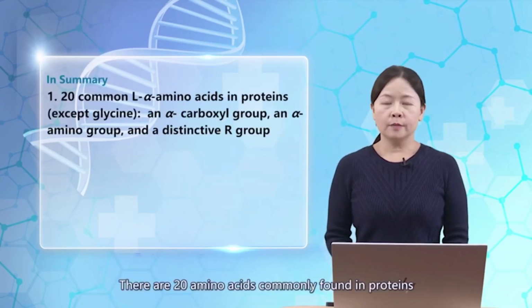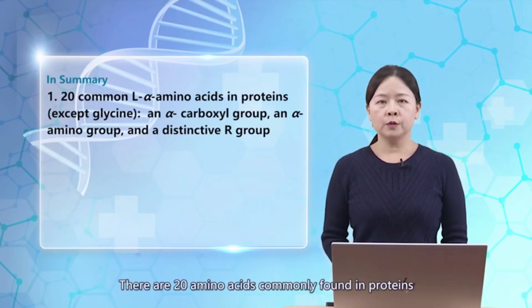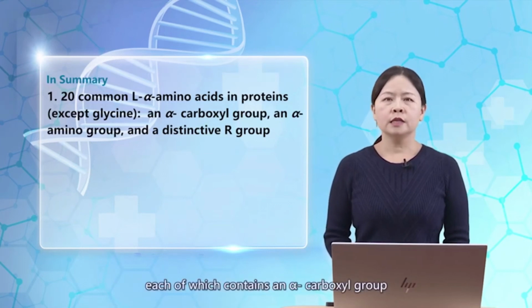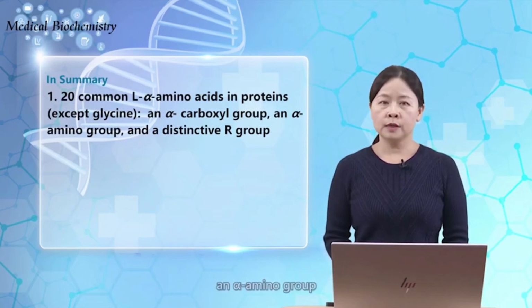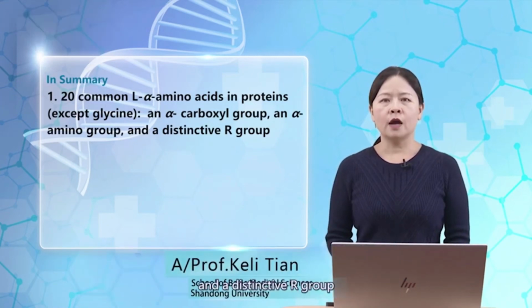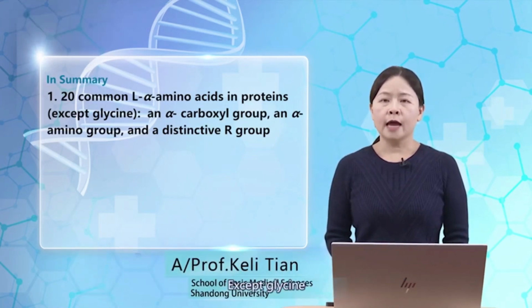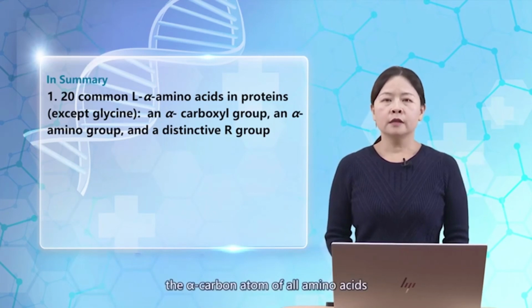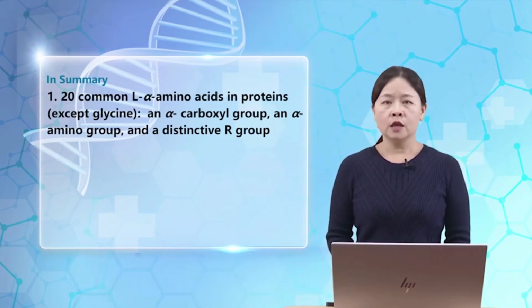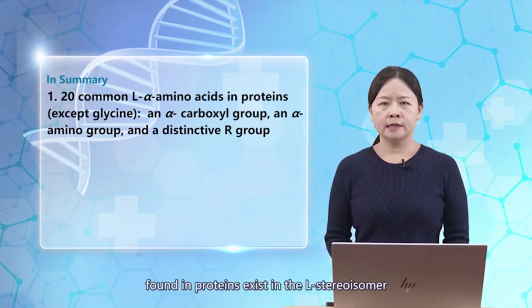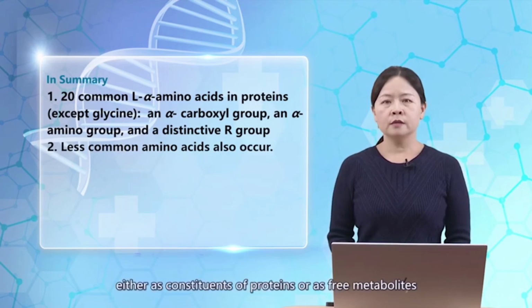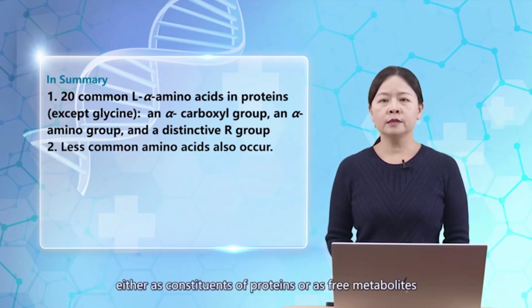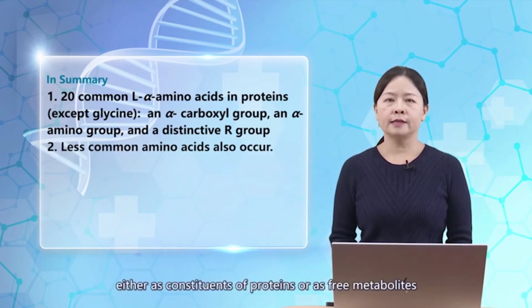There are 20 amino acids commonly found in proteins, each of which contains an alpha carboxyl group, an alpha amino group, and distinctive R groups. Except glycine, the alpha carbon atom of all amino acids found in proteins exists in the L stereoisomer. Less common amino acids also occur either as constituents of proteins or as free metabolites.